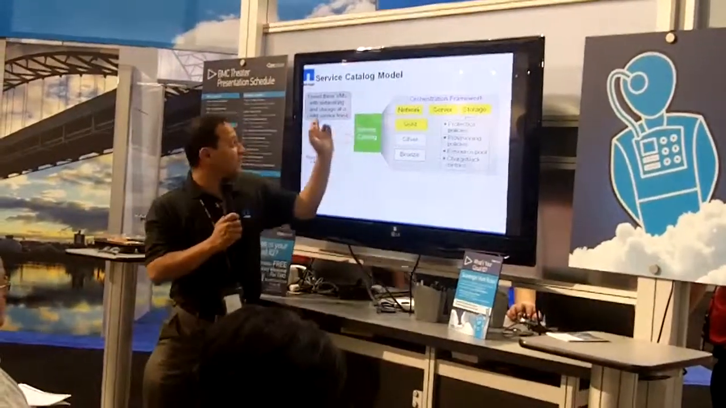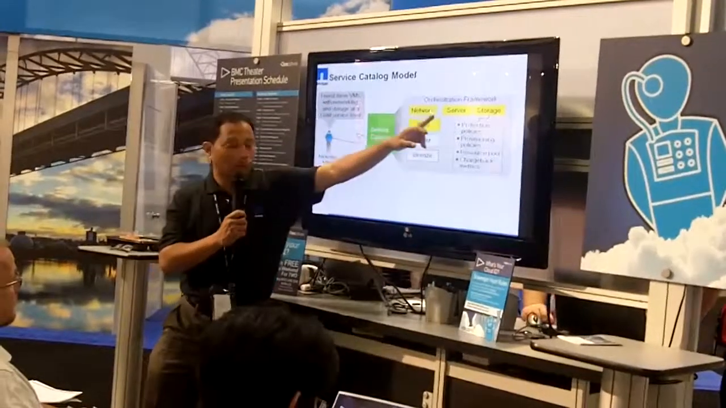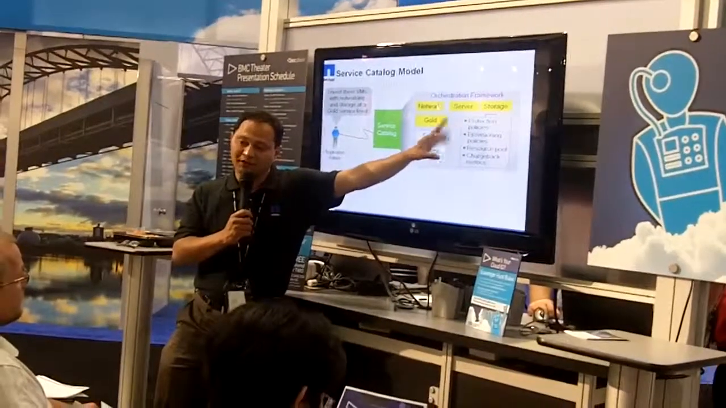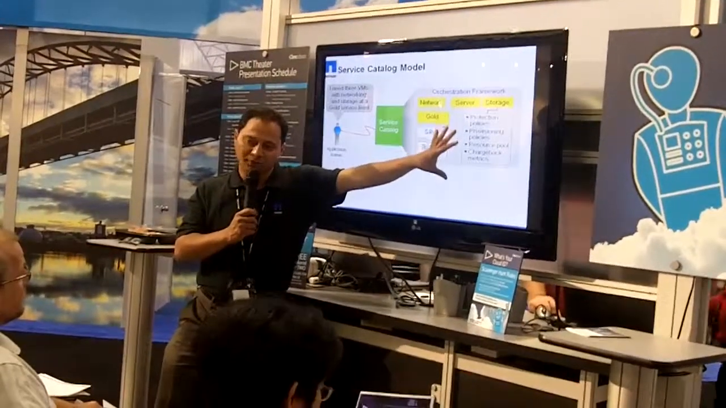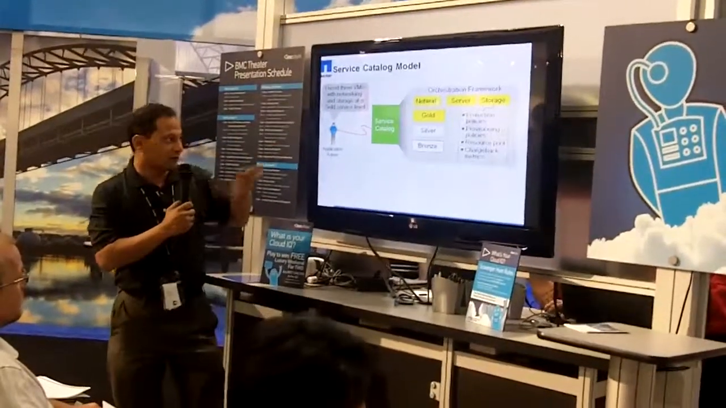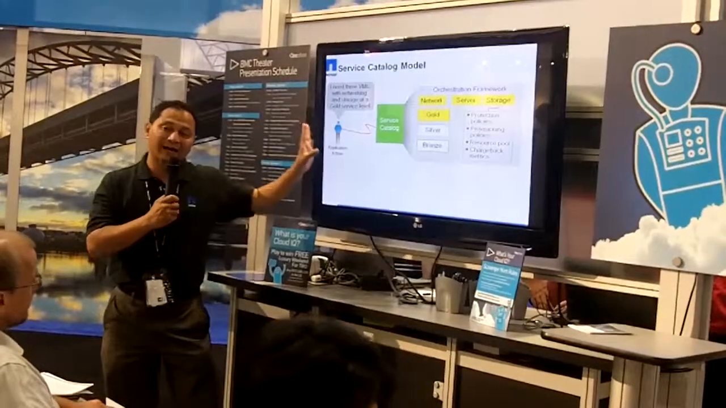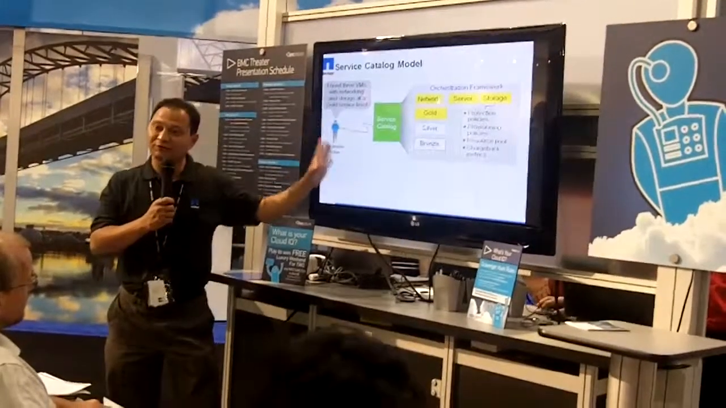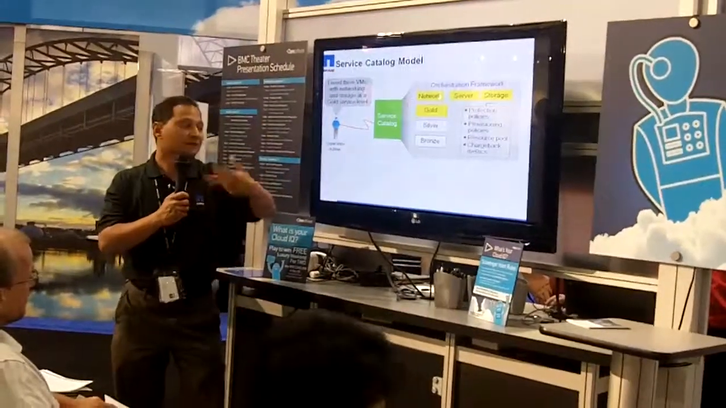So if this guy wants virtual machines, then VMware's adapter will come into picture, and VMware's orchestration thing will come into picture, and they will provide the virtual machine to this guy. So that's the way he gets whatever he needs without any interaction with any of those guys, without introducing any inefficiency into the system.